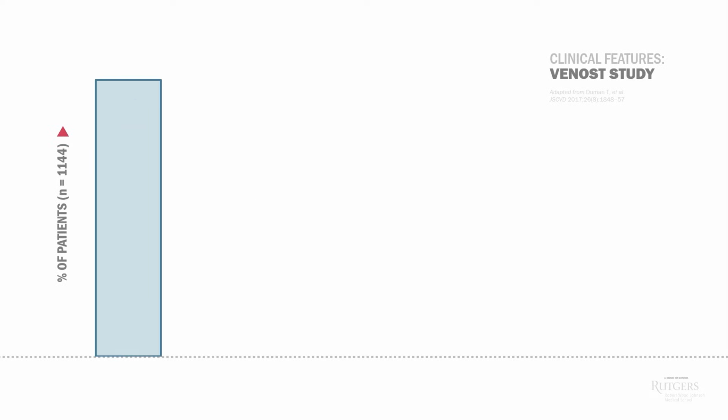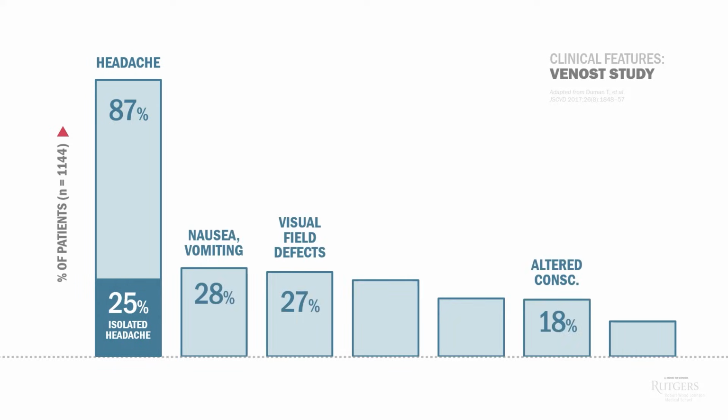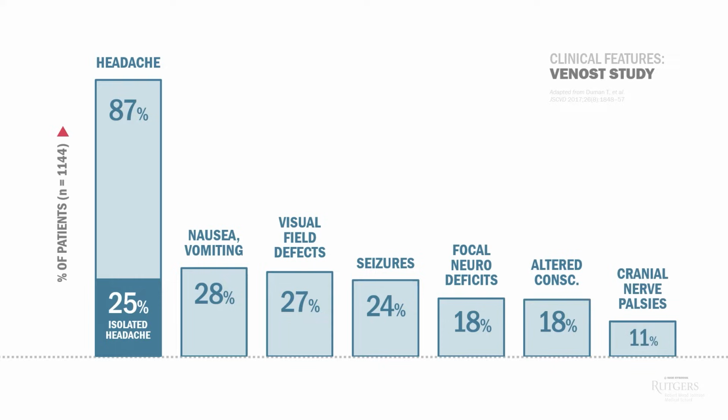Speaking of headache, it is the most common presenting symptom in cerebral venous thrombosis. This is a trend across many studies, including this VENOS study out of Turkey, the largest recent mostly retrospective multicenter cohort. This study actually included over 1,100 patients. But headache is rarely the only finding. It usually comes with signs and symptoms of elevated intracranial pressure, seizures, focal neurological deficits, and cranial nerve palsies.